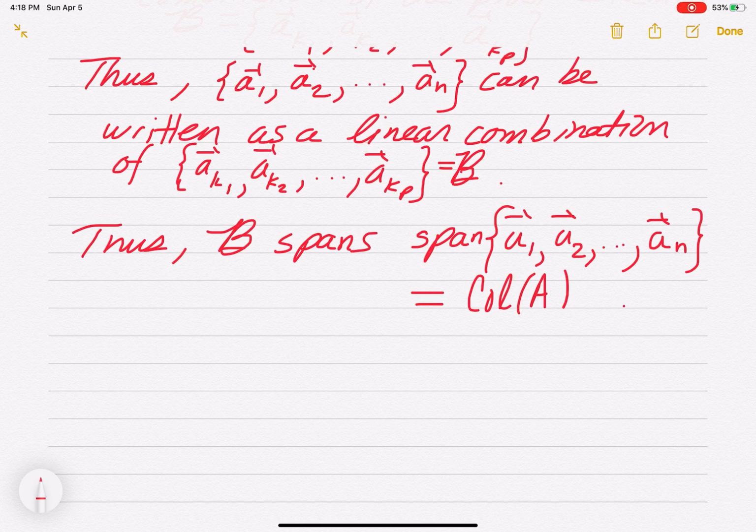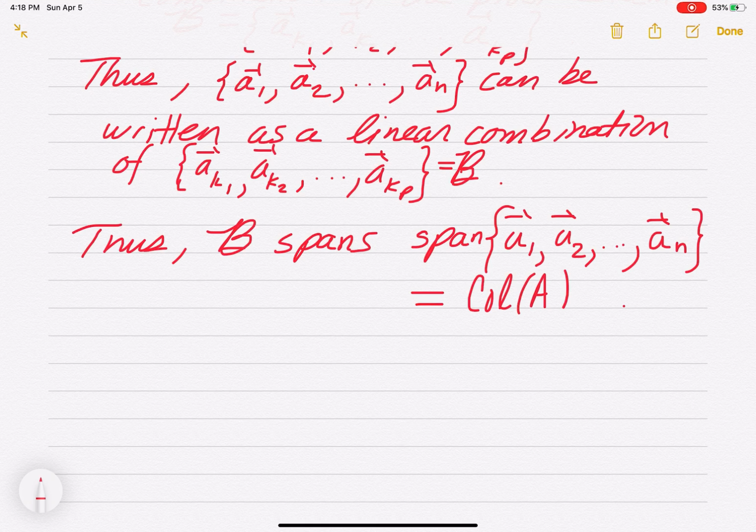Okay, so that's the first thing you have to show. When you're showing something is a basis, you have to show that your set of vectors spans your subspace. So we've shown that the set of vectors spans the column space of A. The second thing you need to show is that it's linearly independent. But we know that B is linearly independent, right? Because there's a pivot in every column.